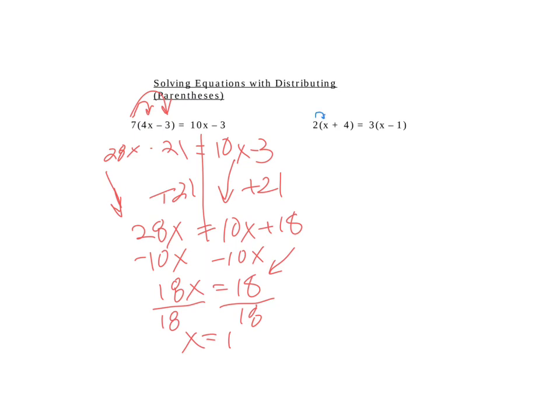Take my 2 times x, take my 2 times 4, my 3 times x, and my 3 times negative 1. 2 times x, 2x. 2 times 4, bet you even you know that one. 3 times x, 3x. And 3 times negative 1 is minus 3.